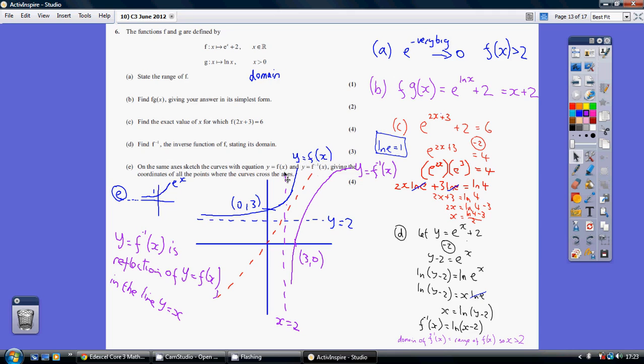Now remember, to plot the inverse function you just need to reflect this in the line y equals x. So whereas our asymptote to start with for f of x is y equals 2, obviously it's shifted up 2 from our e to the x function, our asymptote for the inverse function is going to be x equals 2. Rather than going through 0, 3, it would go through 3, 0. So this is our inverse function here.